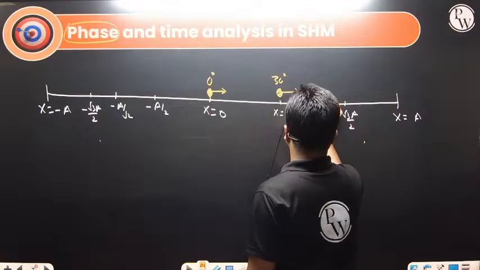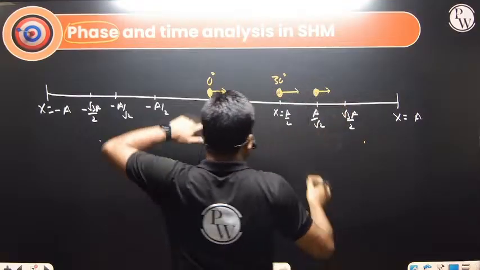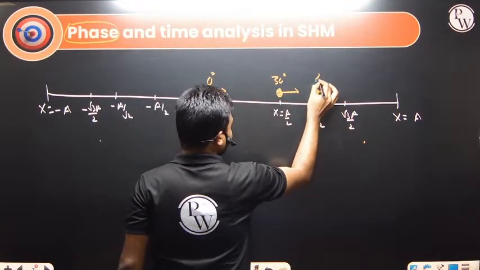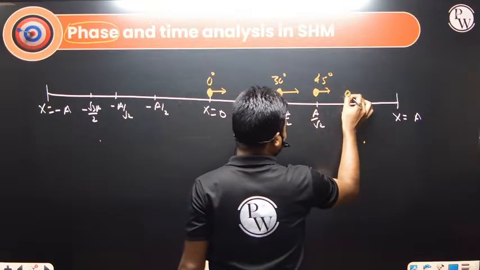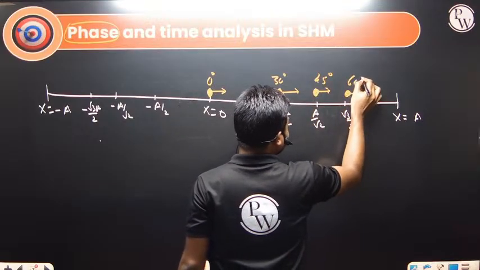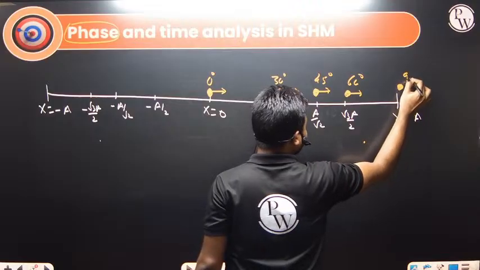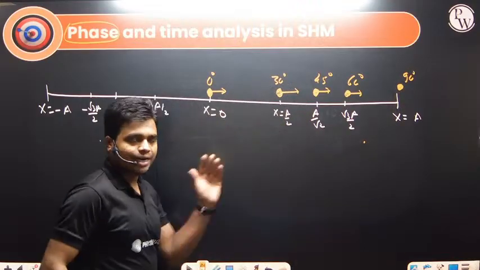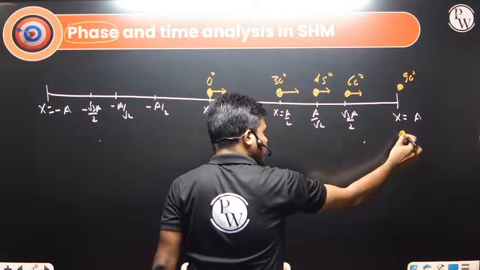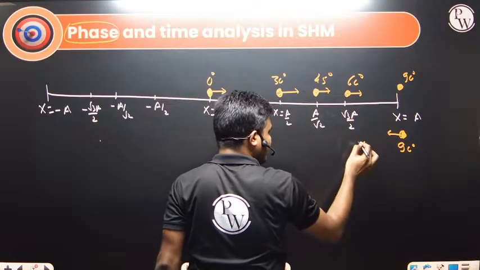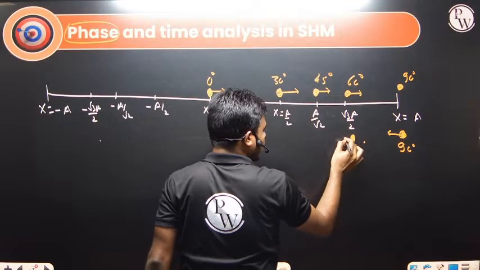At this particular point, the phase will now be sine 30, that is 1 by 2. At this point, the phase will be 45. At this point, how much? 60 degrees. At this point, the phase will be 90 degrees. Now the particle will be coming back also. When the particle is coming back at this particular point, what will the phase be? Again 90 degrees. When it reaches here, we have to add this.